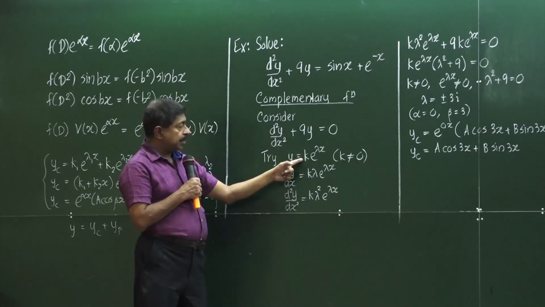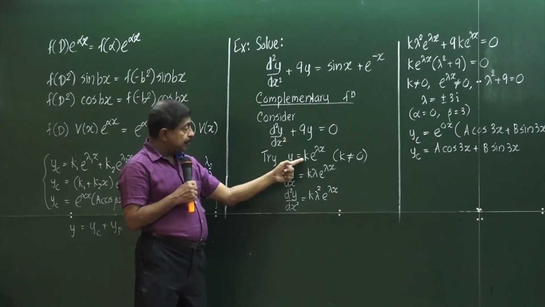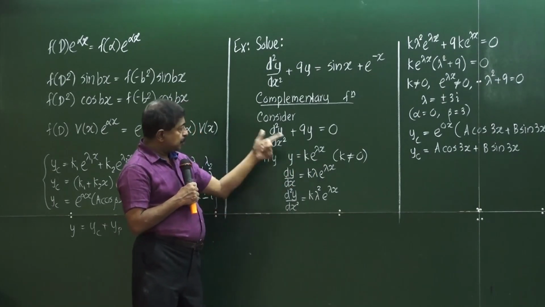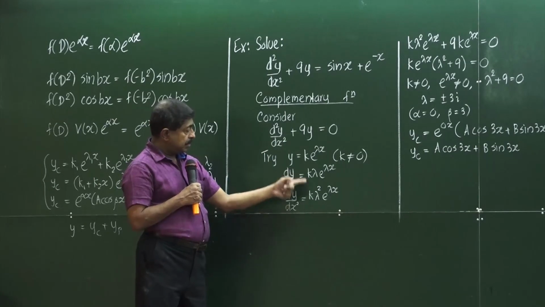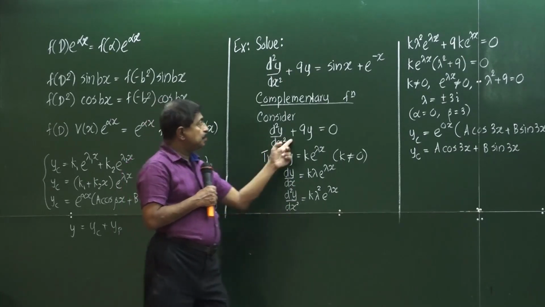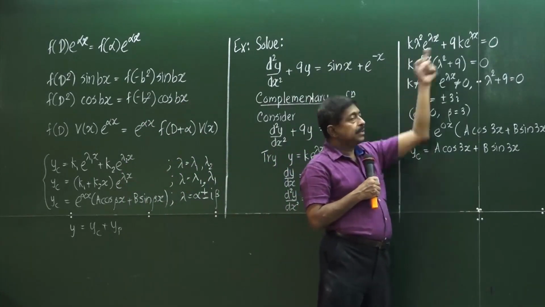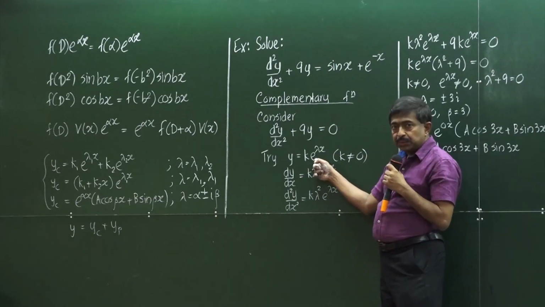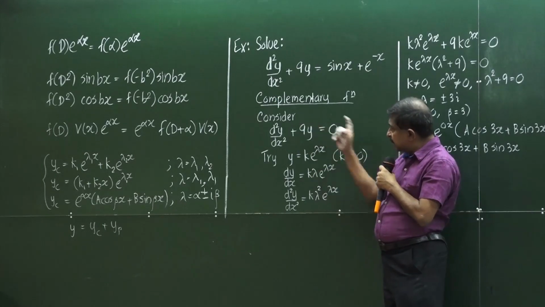Then you try this one. Why should you try this? Because this is the eigenfunction of the derivative. So you try that, and you will end up with these two results. Then you plug those results into the differential equation, because this is what the trial solution is. This is the differential equation.